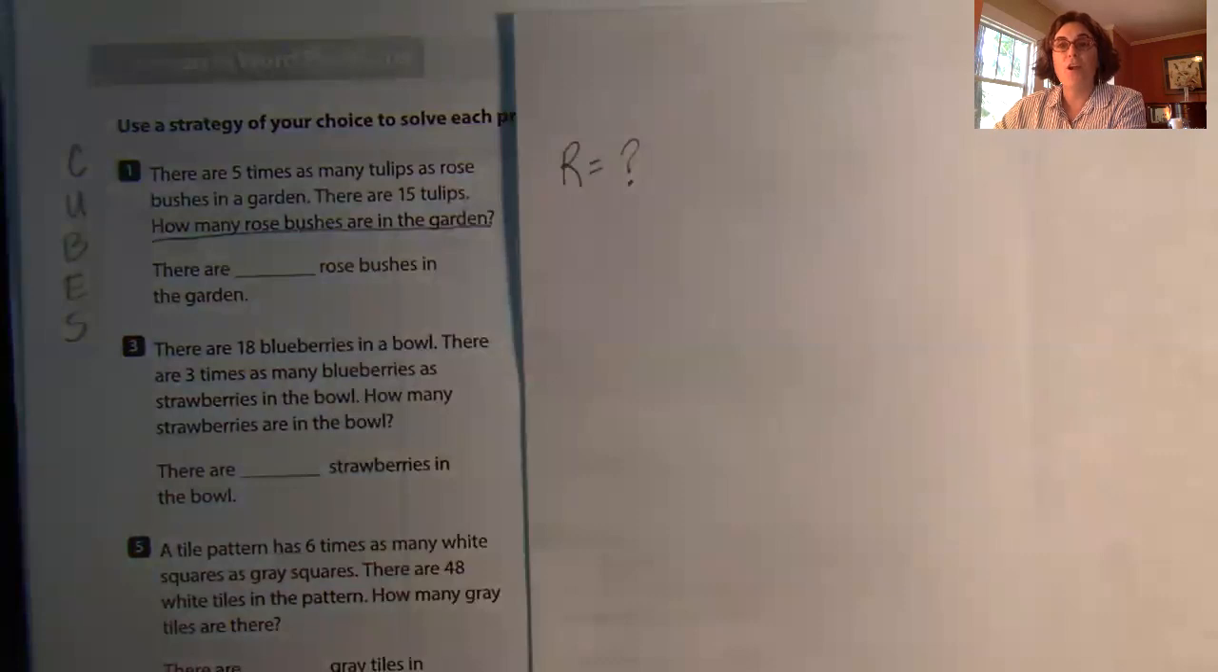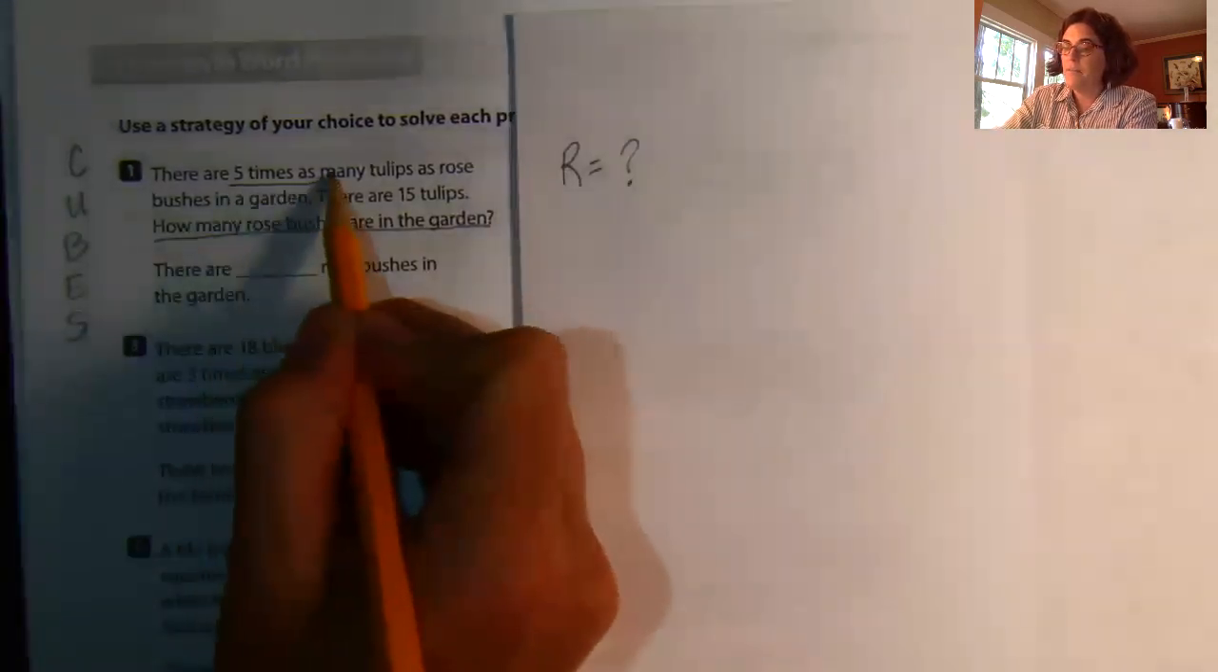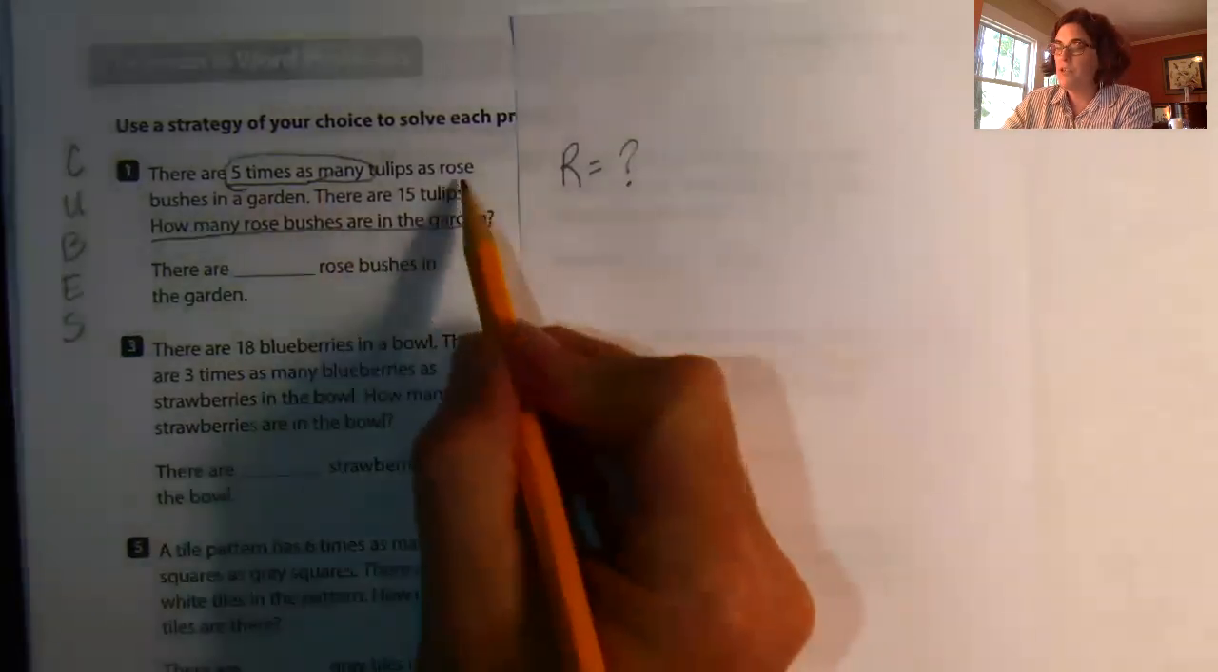All right, we're going to read it our third time through, and this time we're going to be looking for important numbers to circle and key words to box. There are 5 times as many tulips as rose bushes in a garden. There are 15 tulips. How many rose bushes are in the garden? All right, let's go ahead and circle all of the important numbers first. I see 5 times as many. Oops. And I also see 15 tulips.